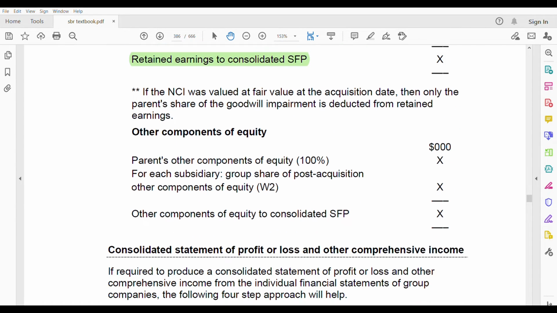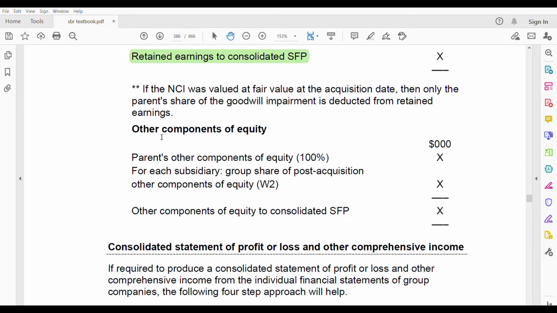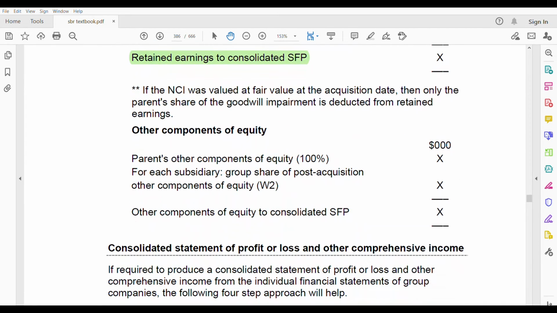Next, other components of equity. This could come as working 6 if it's required. Here also same, how we have done for retained earnings. Parent's other components of equity, 100% you will write. Then for the subsidiary, you are writing the group share of post acquisition. That means the difference between the components of equity at the reporting date and at the acquisition date. And then this one only. Right? This you must already have calculated in working 2.